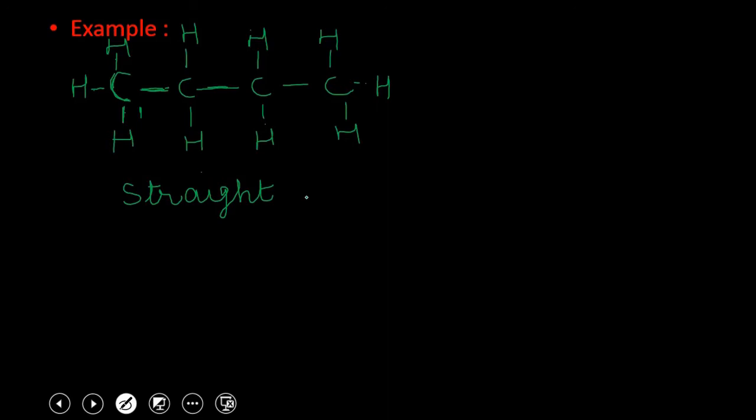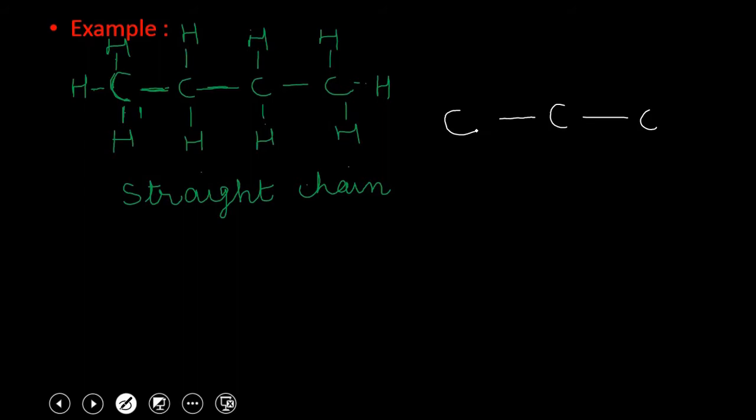Now, how can the self-linking take place? What is the other way? The self-linking can take place in the form of a branch chain also. So I am writing one more structure here. This time I'll use a different color so that it will be clear to you. So I'm writing here this is C. This is C. I'm writing here C. One more C here, one more C here.